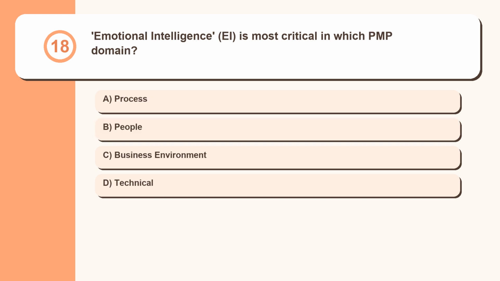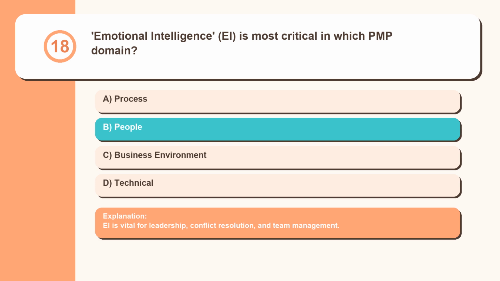Question 18. Emotional intelligence (EI) is most critical in which PMP domain? Process, people, business environment, technical. EI is vital for leadership, conflict resolution, and team management.